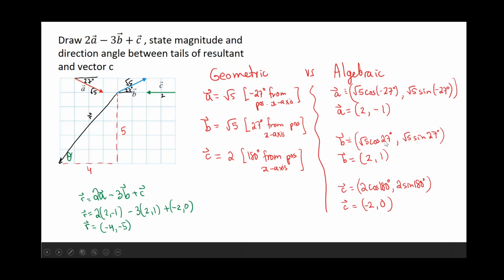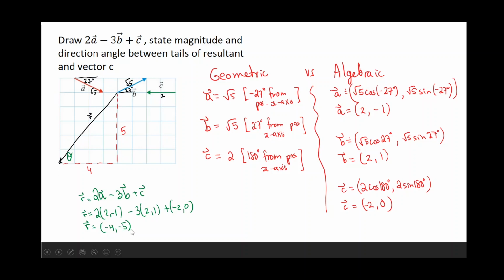So what am I trying to show you here? If you had algebraic vectors, then the way to add this 2a minus 3b plus c ends up very, very simple. You would get -4, -5 in the end. As you can see, if the origin was at the tail of our resultant, we'd be going over to the left 4 and down 5. This is what it's saying.